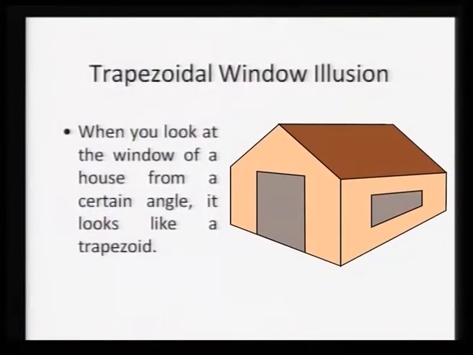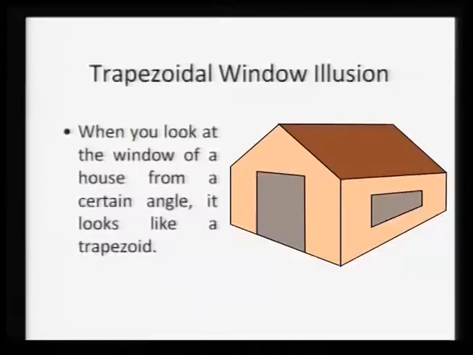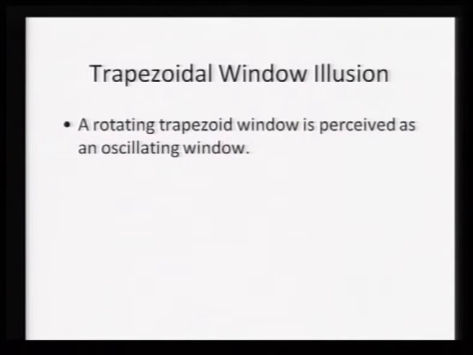When you look at the window of a house from a certain angle, it looks like a trapezoid. You can refer to this image on the right. When you look at it in a very straightforward manner, standing just in front of the window, you see a rectangle there, but from an angle it seems like a trapezoid. Now, a rotating trapezoid window is perceived as an oscillating window. The reality is that the window of any house cannot oscillate.